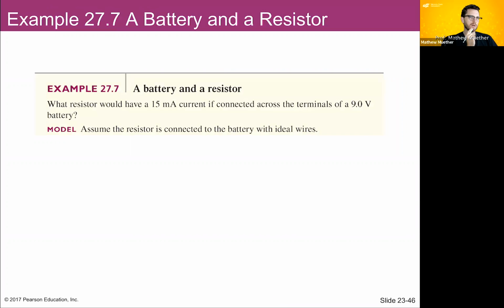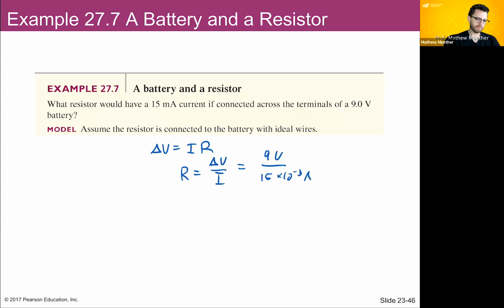So we can also answer questions like this. Again, this is just an application of Ohm's law. This says if I measure the current, I see I have 15 milliamps of current connected across the terminals of a 9-volt battery. What would the resistance be? Well, I know that delta V is equal to IR. I want to find that resistance, so R has to be delta V over I. They gave me all these things. This is just going to be 9 volts divided by 15 times 10 to the minus 3 amps, and I can calculate a resistance.